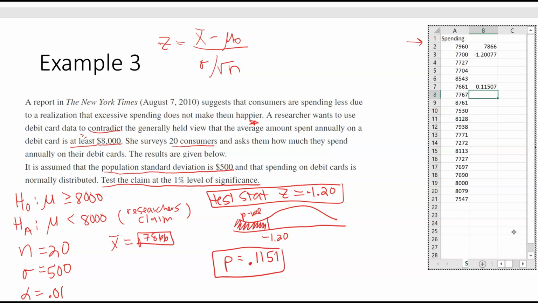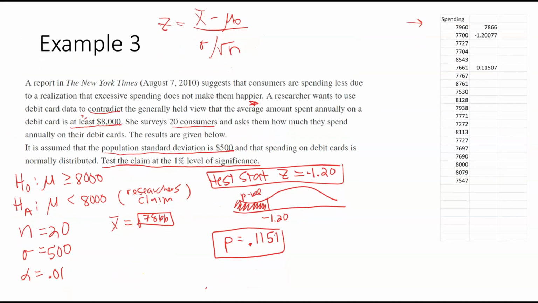Now, we can make a decision. If the p is low, the null must go. So what is the p compared to the significance level? So how does p compare to 0.01? And I like to start by looking here. 0.115 is greater than 0.01. The p is not low, so we do not reject the null. And another way to say that is we accept the null. So what's the null? Well, the null is not the researcher's claim. So there is insufficient evidence to support the researcher's claim.